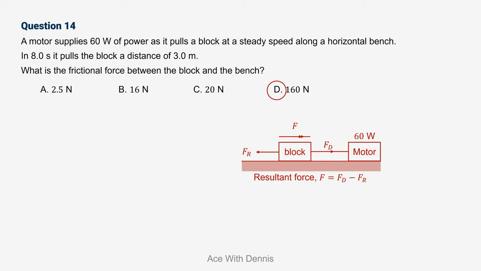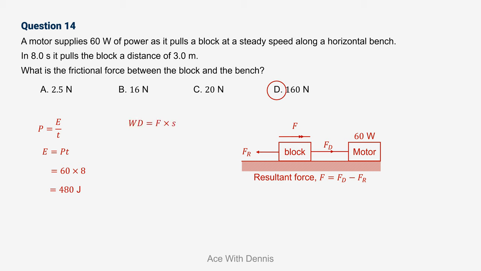So we can start to do calculations here with the power formula P equals E over t, where E is the energy and t is the time. We can make E the subject, then E equals P times t, where P given is 60 watts and the time given is 8 seconds. So the energy supplied by the motor will be 60 times 8, which is 480 joules.